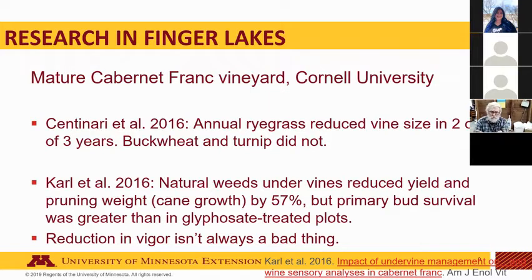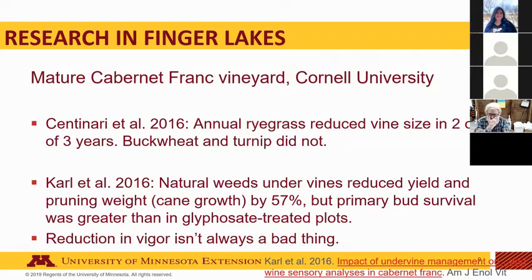So in one study, they found that when they had an annual ryegrass underneath the rows, it reduced the size of the vines in 2 out of 3 years. But the other 2 plants that they planted under those vines did not reduce the size of the grapevines. They did not reduce the ability of those grapevines to grow vigor. So another study they did on that site showed that natural weeds growing under the vines reduced yield and pruning weight, and otherwise cane growth, by 57%.